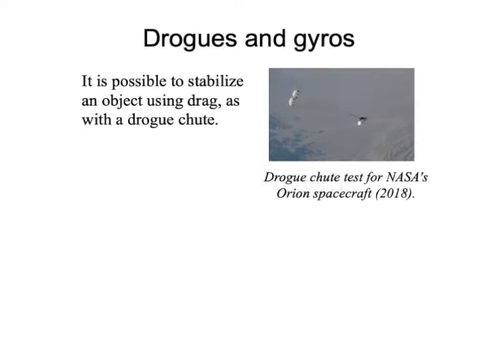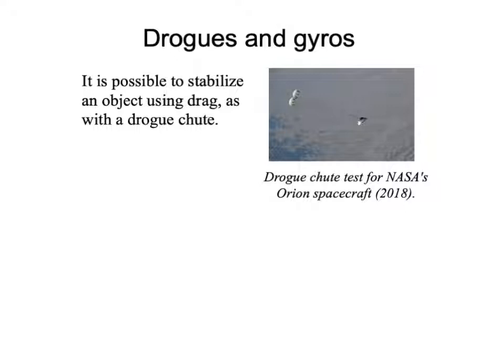There are other ways to stabilize a rocket in flight through the air. And one of the ways is to use the force of drag to stabilize it. You would do that with a drogue chute. It's a small parachute that you stream out behind your craft, and just the force of drag on the parachute causes the vehicle to be straightened out.